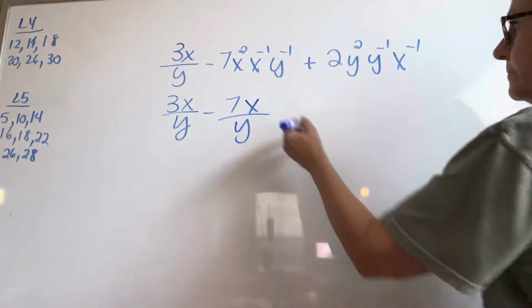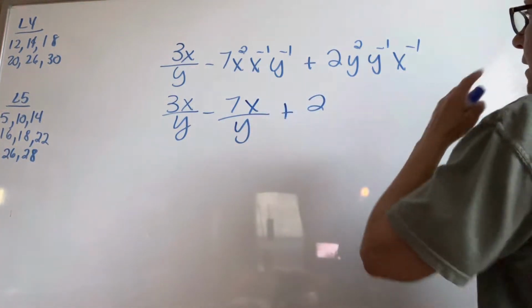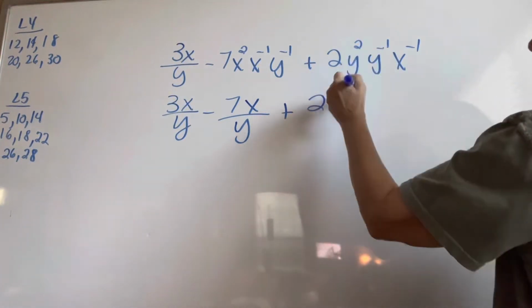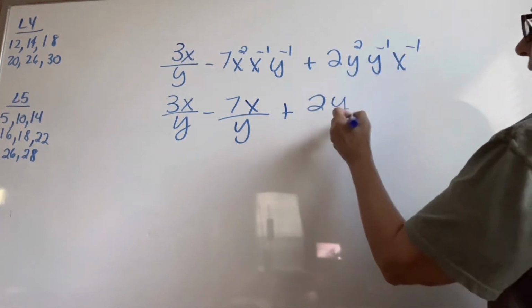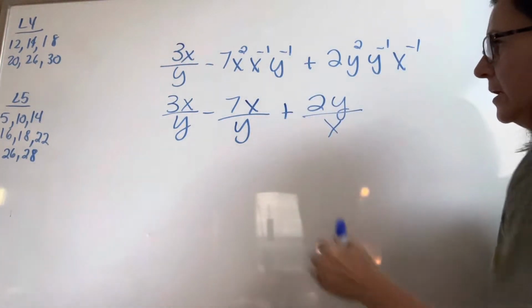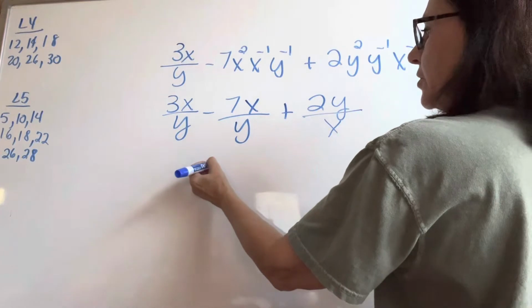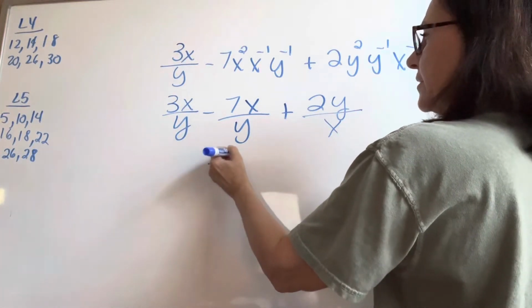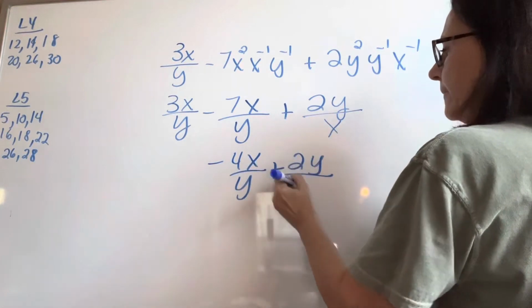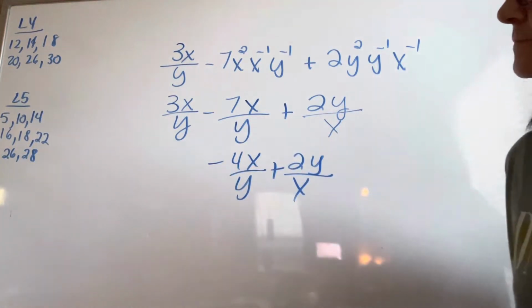We have a like term. Y is going to be in the numerator here because it's going to be 2 minus 1, which is just 1. But x will move to the denominator. This is the only one that's not a like term. So we'll combine these first two coefficients. So we end up with negative 4x over y plus 2y over x.